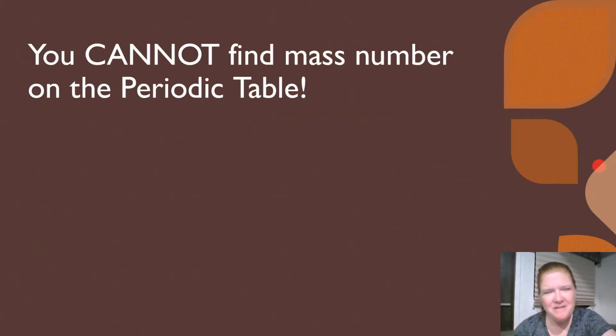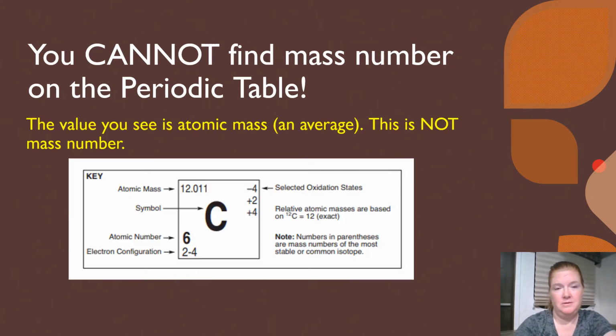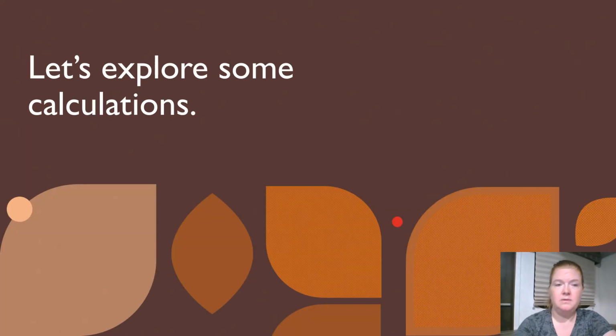You cannot find the mass number on the periodic table. The value you see is atomic mass, an average. This is not mass number, and we will talk about atomic mass later. There you see it for carbon. That is a decimal. Remember, mass number has to be a whole number. So let's look at some calculations.